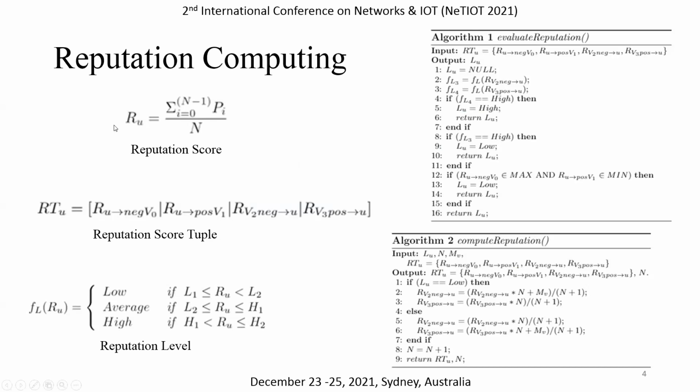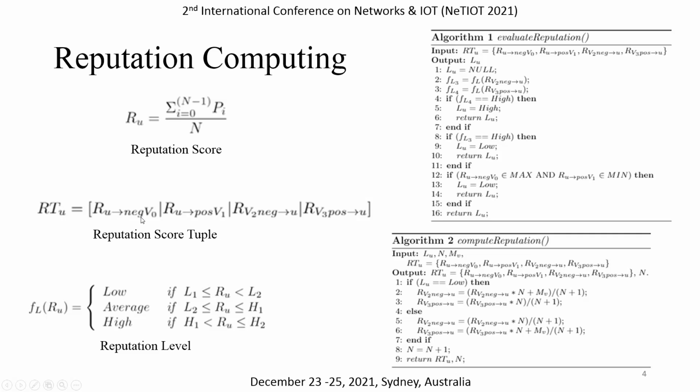First of all, you can see the first formula, this is the reputation score. That is actually the average of the reputation scores from other users. Okay, this is for one particular user U, and this is the other user. We can construct a reputation score tuple, and this has 4 fields. Okay, the reputation score of the user U.